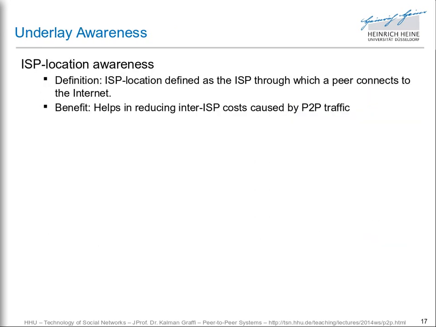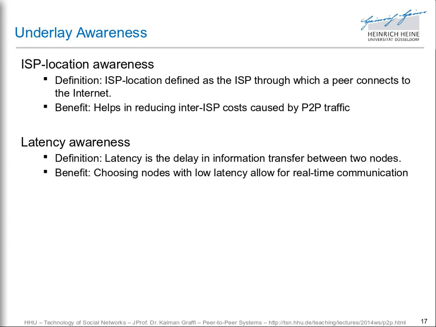Okay, here we have an overview of the underlay awareness. First of all, the ISP-location awareness. The definition is that the ISP location is defined as the ISP through which a peer connects to the internet. The benefit is that it helps in reducing inter-ISP costs caused by P2P traffic. This is also an overview slide, so we go in more detail on the next slide.